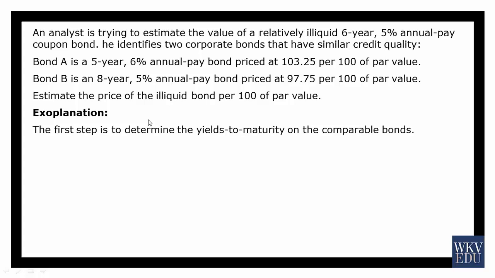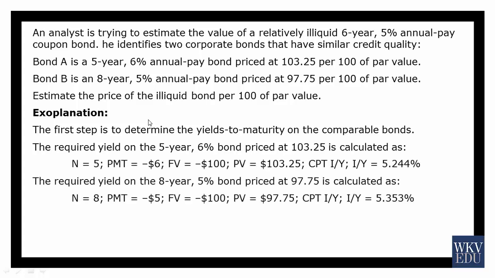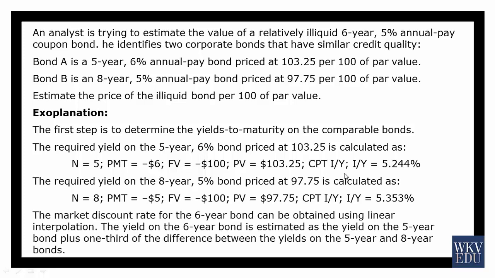So the first step is to determine the YTM on comparable bonds and is calculated using the following formulas. So we calculated two YTMs. The market discount rate for the 6-year bond can be obtained clearly by linear interpolation of these two rates. The yield on the 6-year bond is estimated as the yield on the 5-year bond plus 1/3 of the difference between the yield of the 5 and the 8-year bonds.